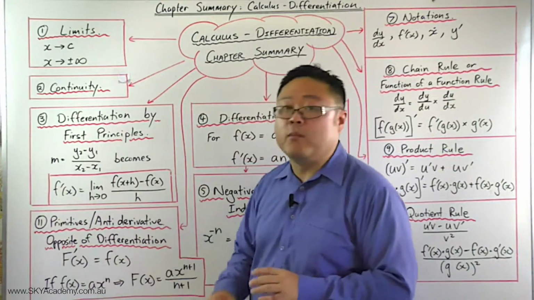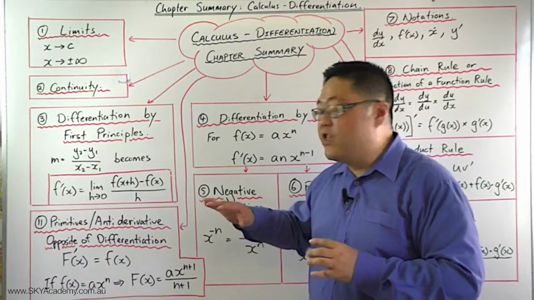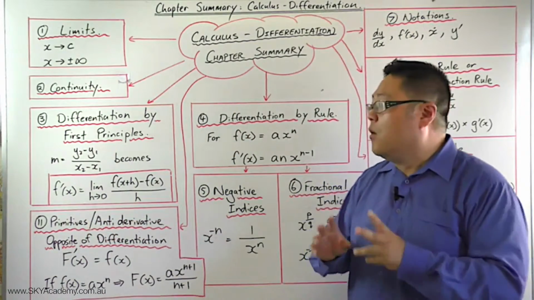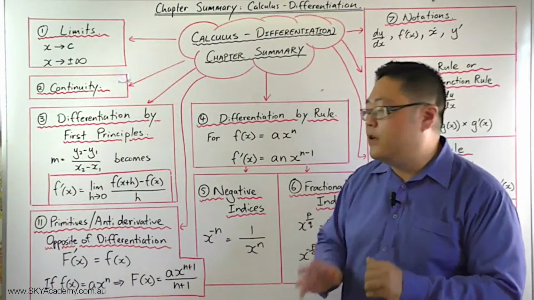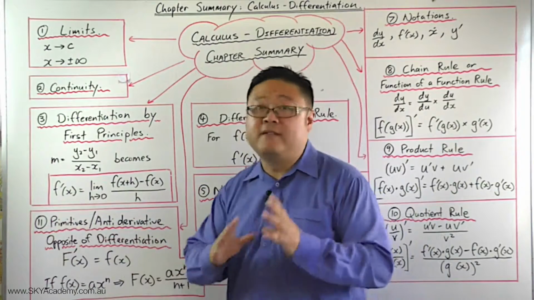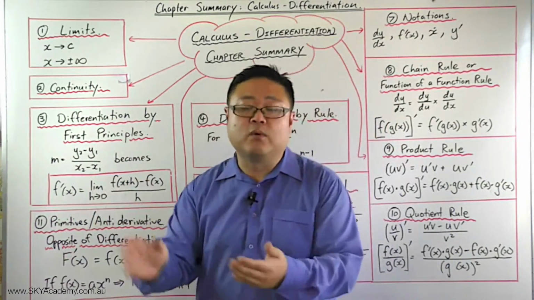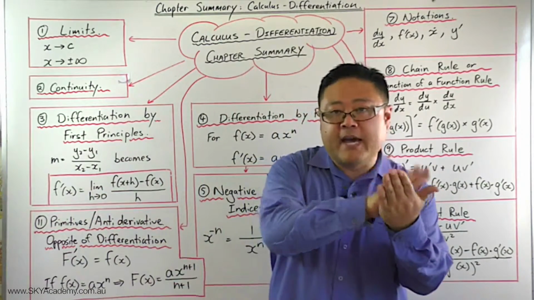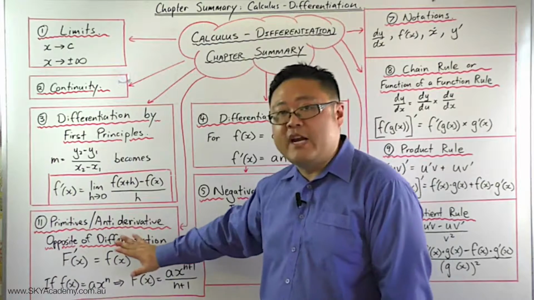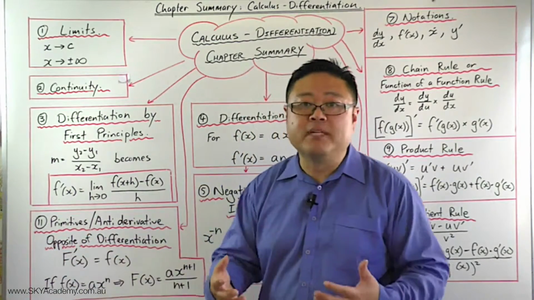The final thing that we looked at is the whole idea of primitives or antiderivatives. Now, what is a primitive or an antiderivative? It is basically the reverse process, or the opposite of differentiation. So what's the opposite of plus? It's minus. What's the opposite of multiplication? It's division. Well, what's the opposite of differentiating a function? It's finding its antiderivative, or in other words, finding its primitive.